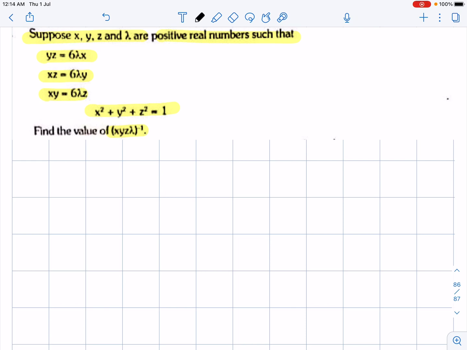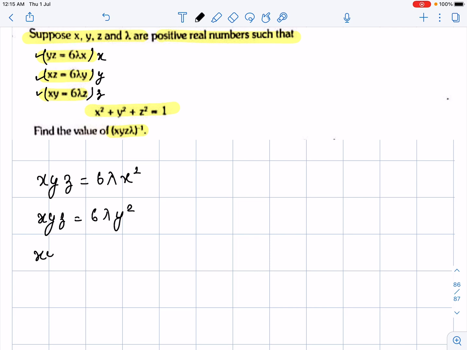So guys, symmetrically I can see xy, yz and xz over here. So if the first equation I multiply with x throughout, I'll get xyz on LHS. And the second equation, if I multiply it with y throughout, I'll get xyz on LHS. And if the third equation I multiply it with z throughout, I'll get xyz on LHS. So let's multiply them like this. The first equation will become xyz is equal to 6 lambda x square. The second one will become xyz is equal to 6 lambda y square. And the third one will become xyz is equal to 6 lambda z square.